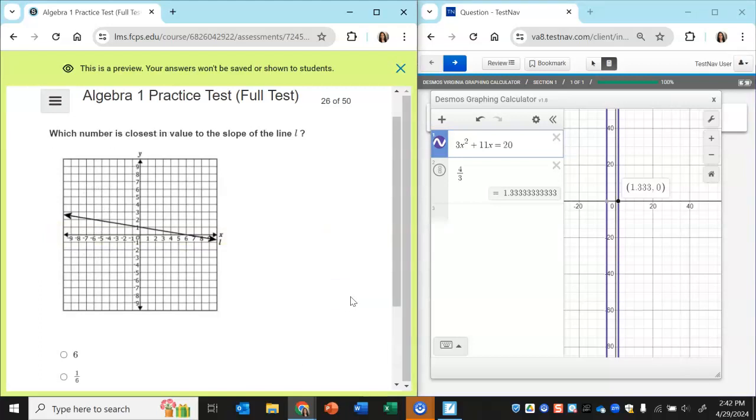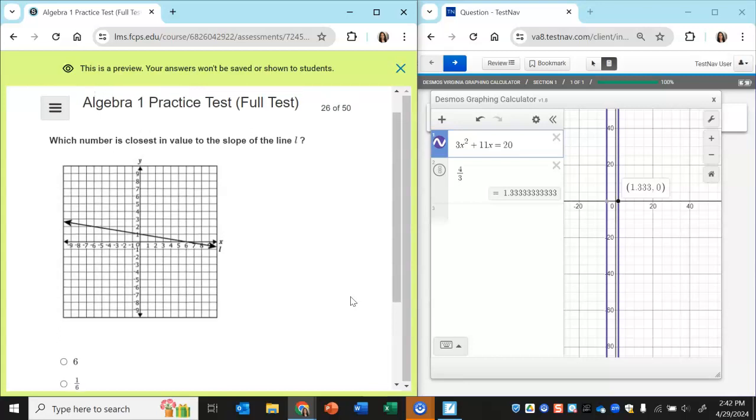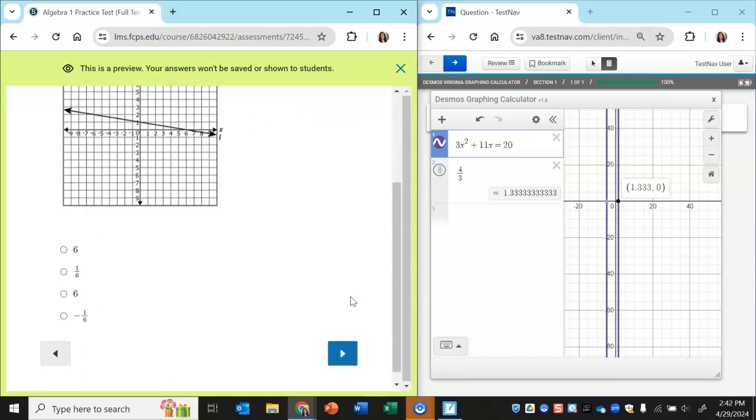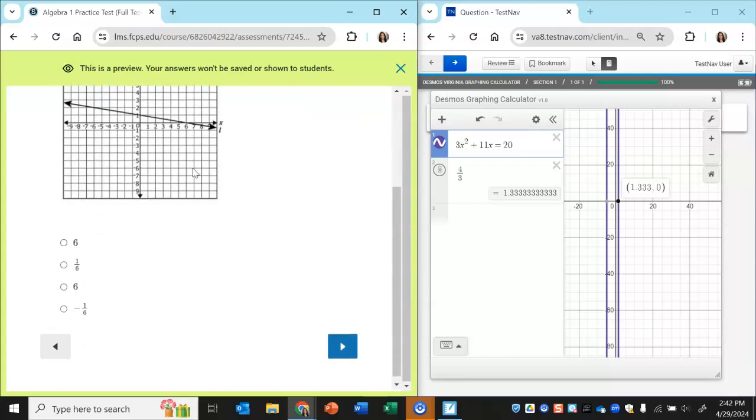Let's just keep going. Which number is closest in value to the slope? So remember, the slope is rise over run. So first of all, it's going down, so you know it's negative. Well, that's the only -1, but that's okay. So it's down 1 and to the right 1, 2, 3, 4, 5, 6. Down 1/6. I think this should have been -2. But anyway, this is the right answer.